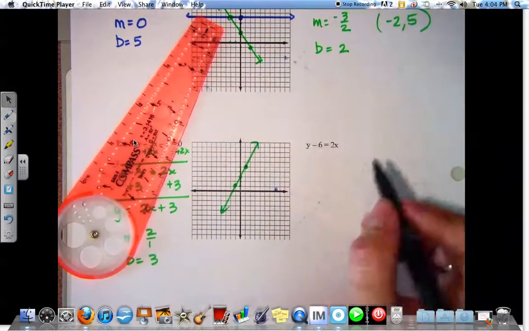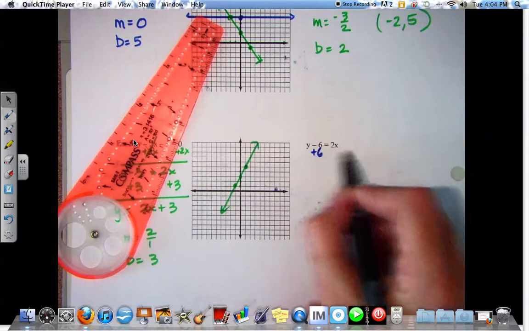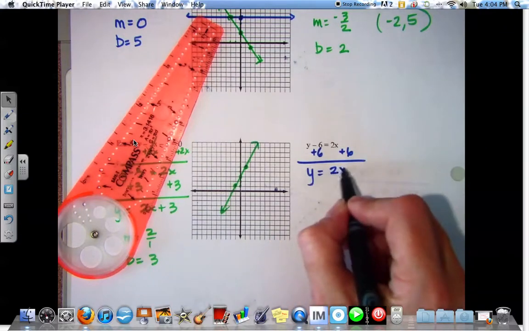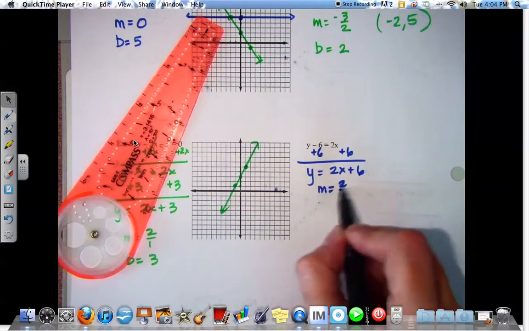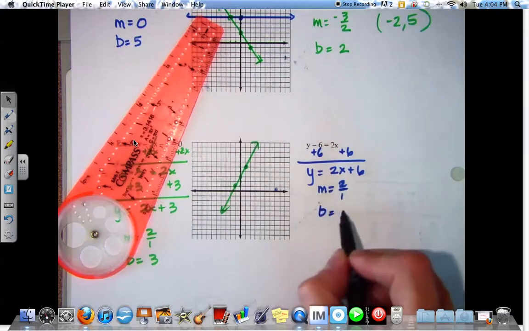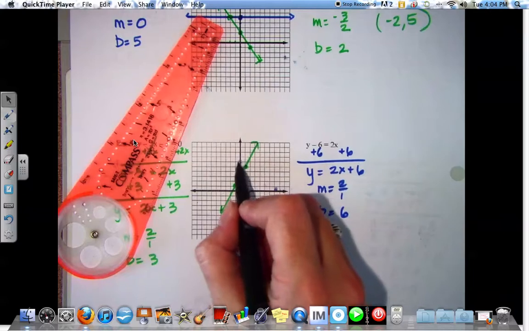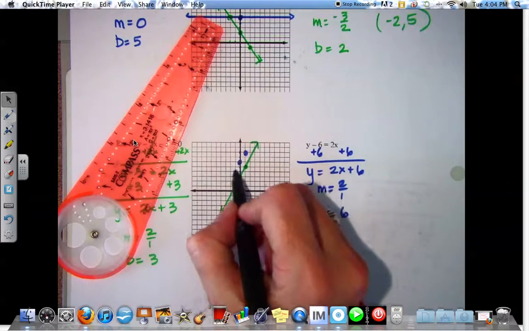And y minus 6 equals 2x. We need to move the 6. So we'll add 6 to both sides. That gives us y equals 2x plus 6. We have a slope of 2 over 1 and a y-intercept of 6. So we go up 4, 5, 6, and then up 2, over 1, down 2, over 1.